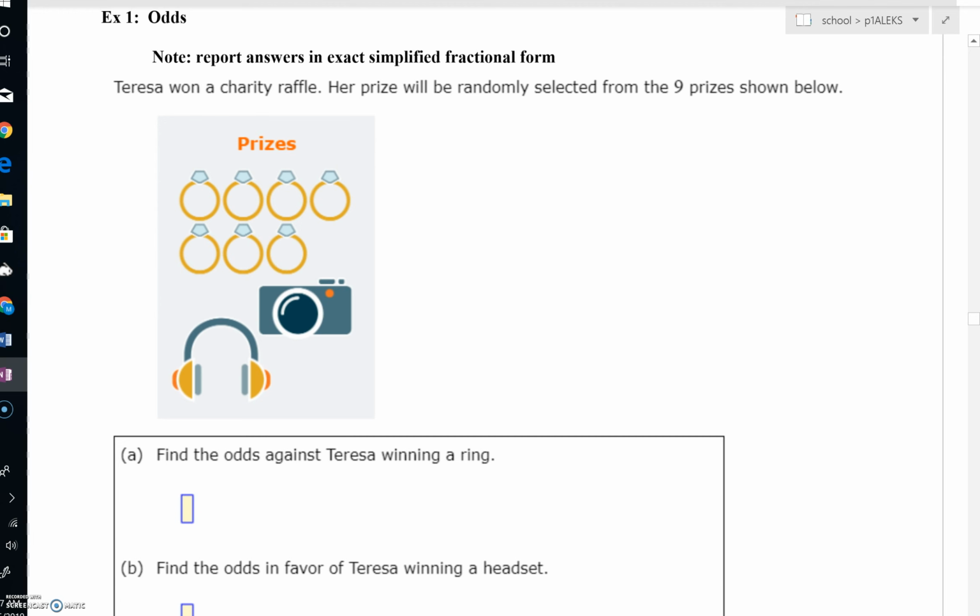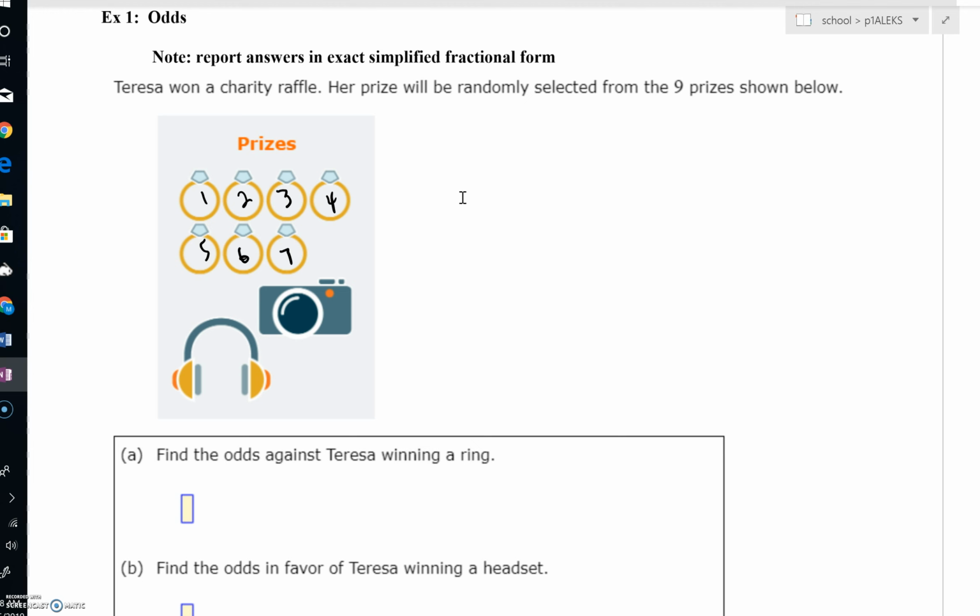And thank goodness they're going to give you a nice visual. Teresa can win a charity prize. It's going to be randomly selected from 9 prizes shown below. You can see there are a whole bunch of rings. Looks like we've got 1, 2, 3, 4, 5, 6, 7 rings in this box. And that looks like 2 other items. You got a headset, and then perhaps this looks like a camera.